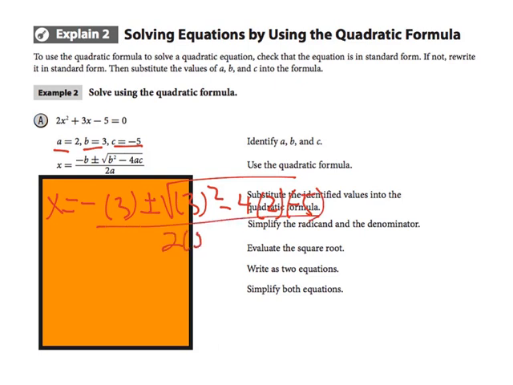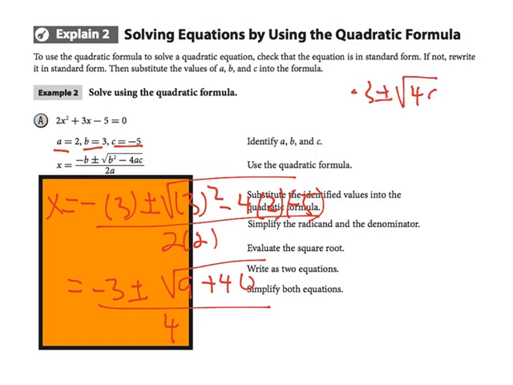And 2 times 2. So this gives us negative 3 plus or minus 3 squared, which is 9, and negative 4 times 2 is negative 8. Negative 8 times negative 5 is the positive 40, over 2 times 2, which is 4. So this gives us negative 3 plus or minus the square root of 49 over 4. But the square root of 49 can be reduced. So negative 3 plus or minus 7 over 4.